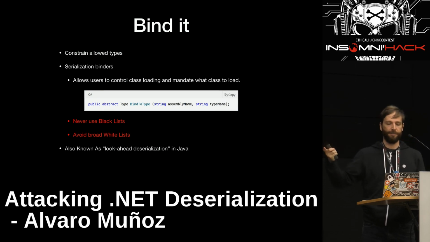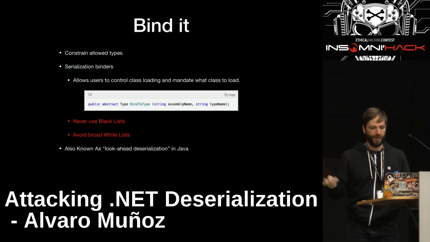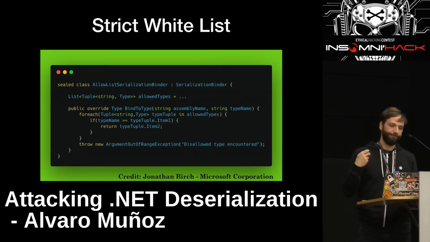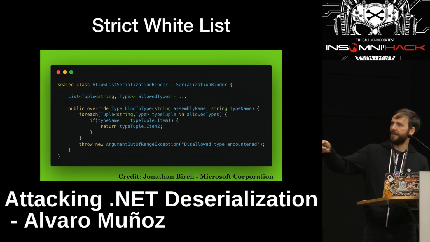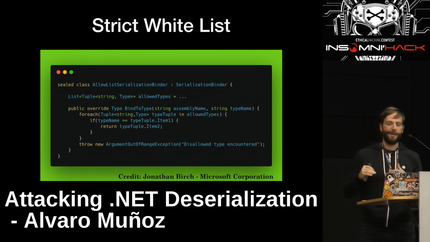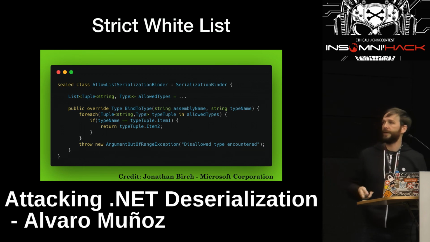I will show you now the bypass gadgets, and never use a very broad whitelist approach. I will show you an example now. This is an example of a good security allow list serialization binder, which implements the serialization binder interface and checks for a specific strict list of allowed classes. If the classes that are allowed are not found, it throws an exception, right? You should never return null, because if you return null, then it will default to the default binder, and it will allow the exploits to go on.